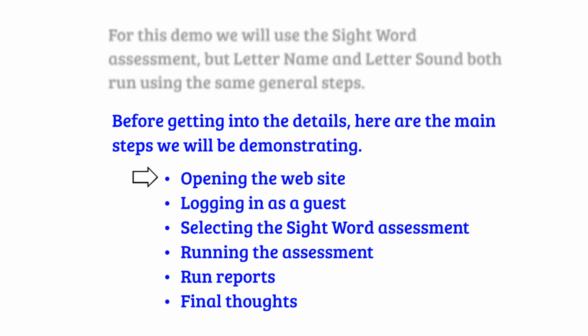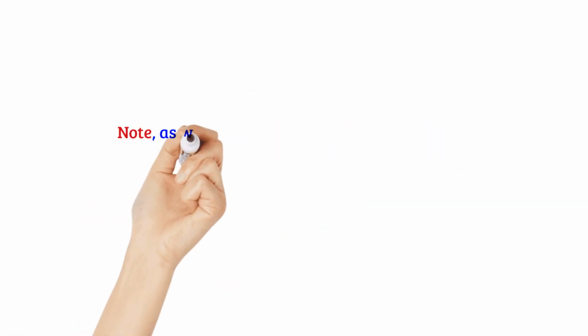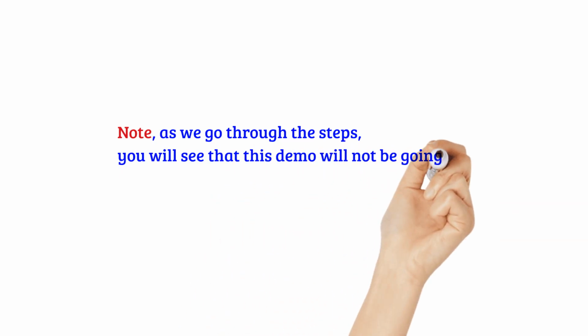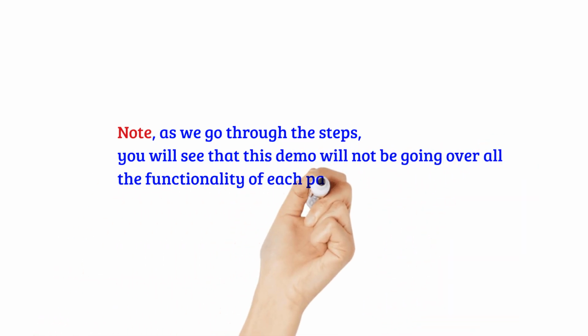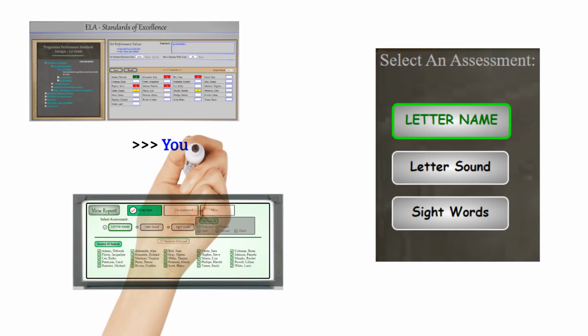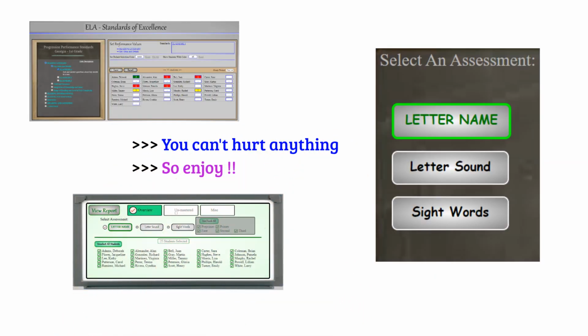Before getting into the details, here are the main steps we will be demonstrating: opening the website, logging in as a guest, selecting the sight word assessment, running the assessment, run reports, and then some final thoughts. Note, as we go through the steps, you will see that this demo will not be going over all the functionality of each page, but feel free to click around as you see fit. You can't hurt anything, so enjoy.